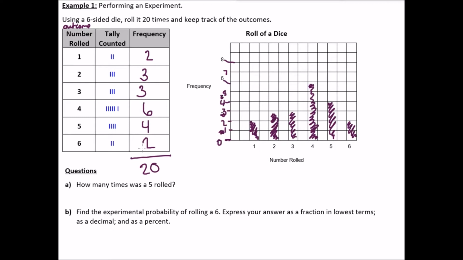Okay, so a die was rolled 20 times. So how many times was a 5 rolled? Well, 5 was rolled 4 times. So 4 out of 20.